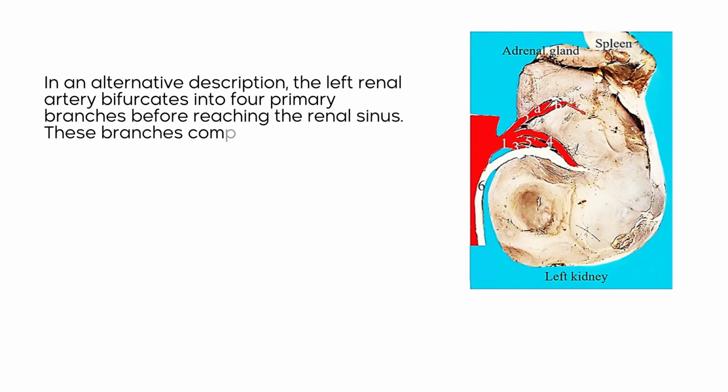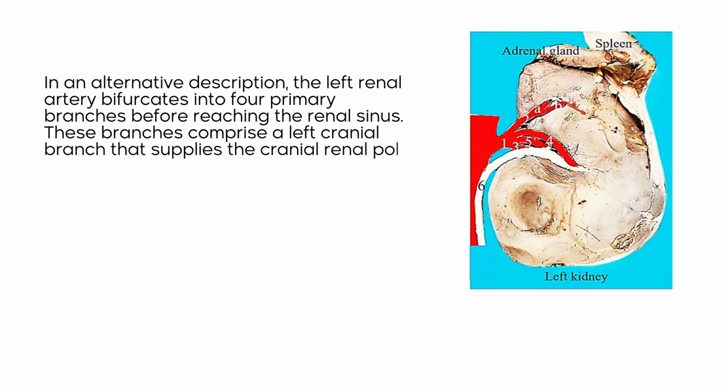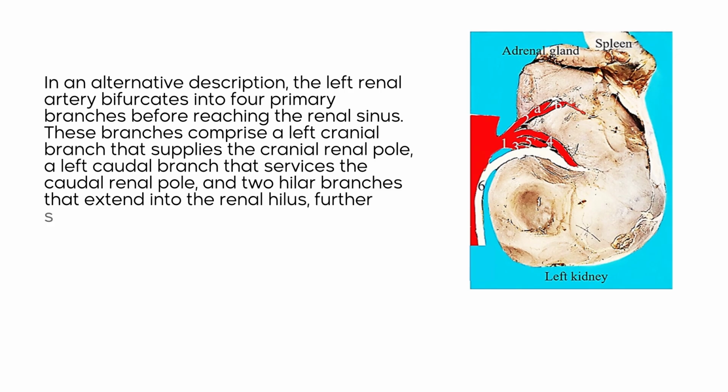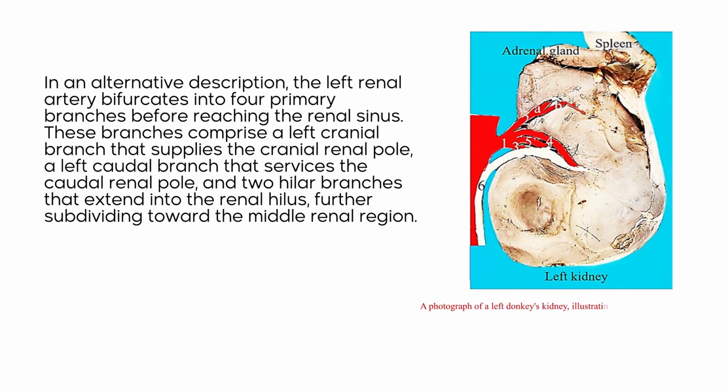These branches comprise a left cranial branch that supplies the cranial renal pole, a left caudal branch that services the caudal renal pole, and two hilar branches that extend into the renal hilus, further subdividing toward the middle renal region. A photograph of a left donkey's kidney, illustrating the origin and branching pattern of the renal arteries.